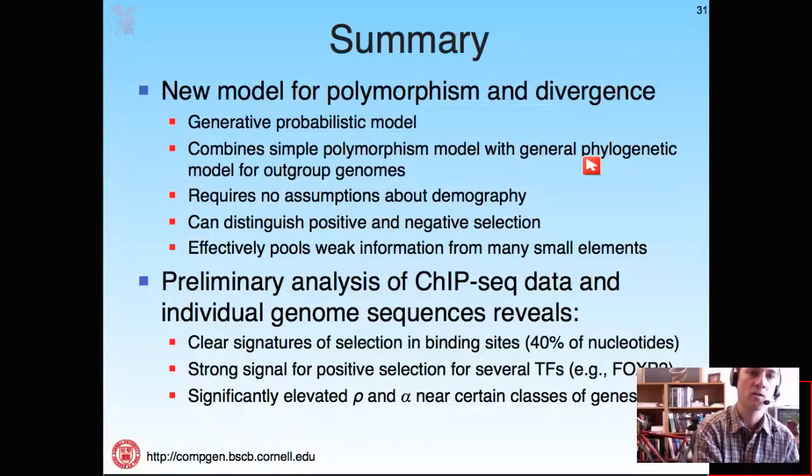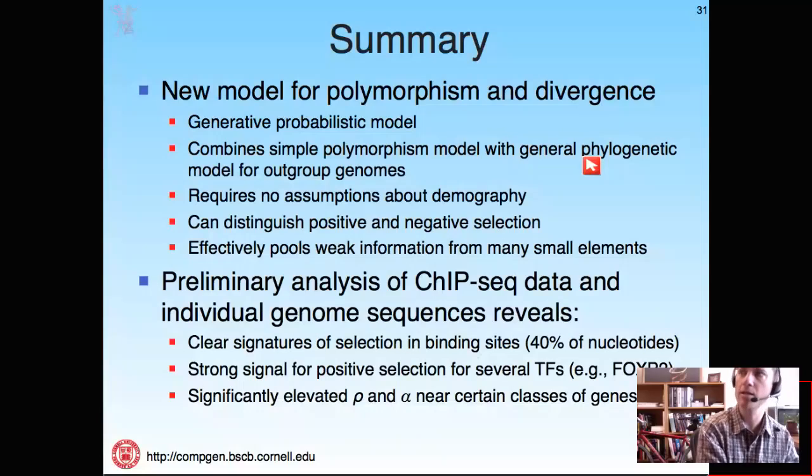We do that by specifically contrasting the patterns of polymorphism and divergence observed within our functional elements of interest, in particular the binding sites identified by ChIP-seq, with patterns of polymorphism and divergence at flanking neutral sites. And by very, very carefully pairing the functional elements with their flanking neutral sites, we're able to obtain a signal that should largely eliminate effects from demography, although we're in the process of demonstrating by simulation that the method is robust to demography.